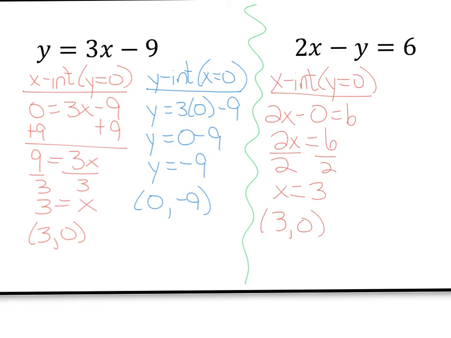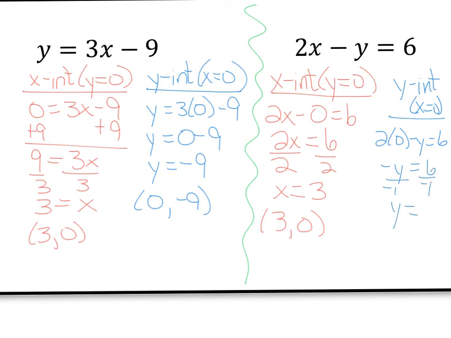And then the y-intercept, remember for the y-intercept, the x-coordinate is 0. So we're going to plug in 0 for x. And we're going to solve for y. Notice here for this one, very important, this is minus y right here. We can't forget to bring that down. Divide both sides by -1, and y is -6. So the y-intercept of this line is (0, -6).